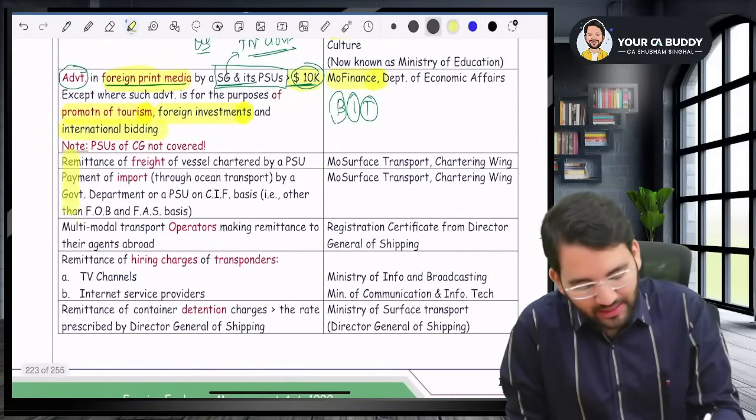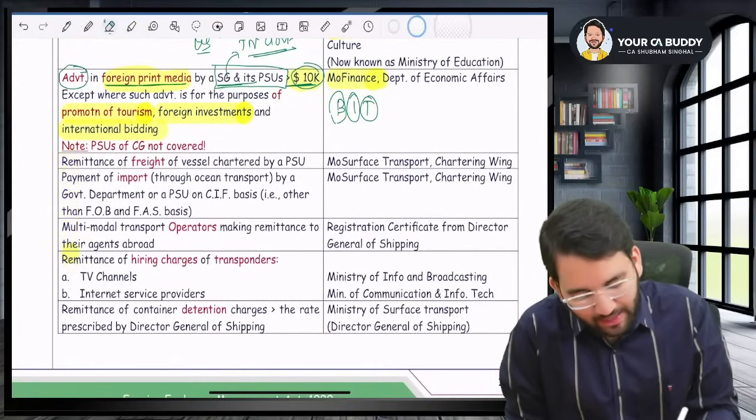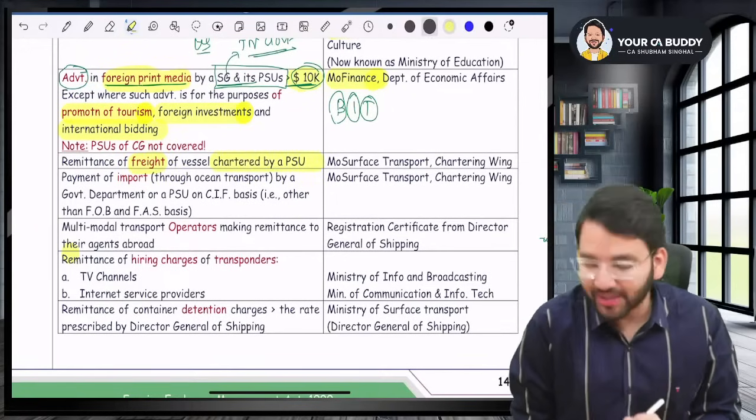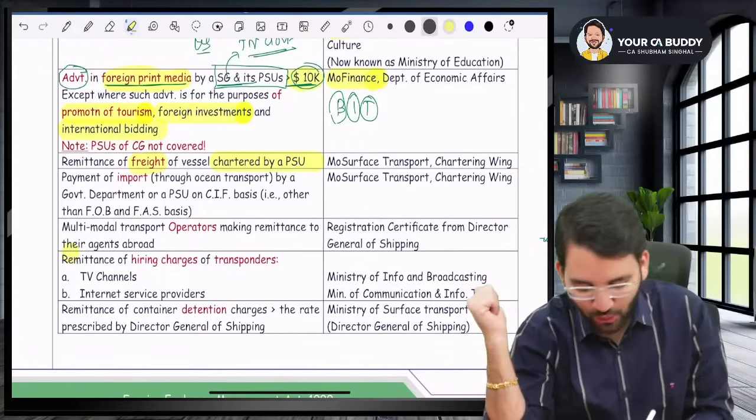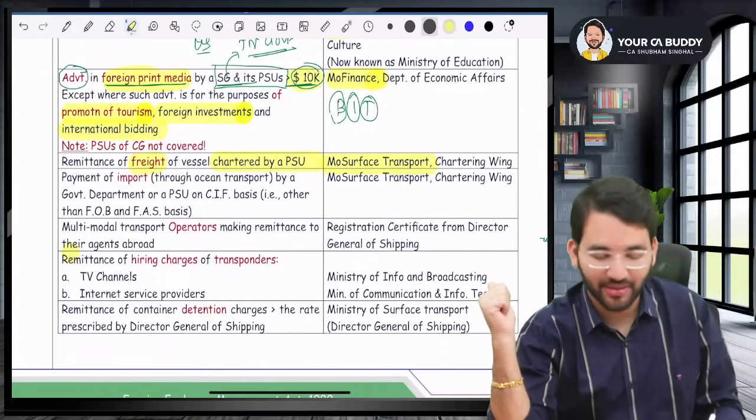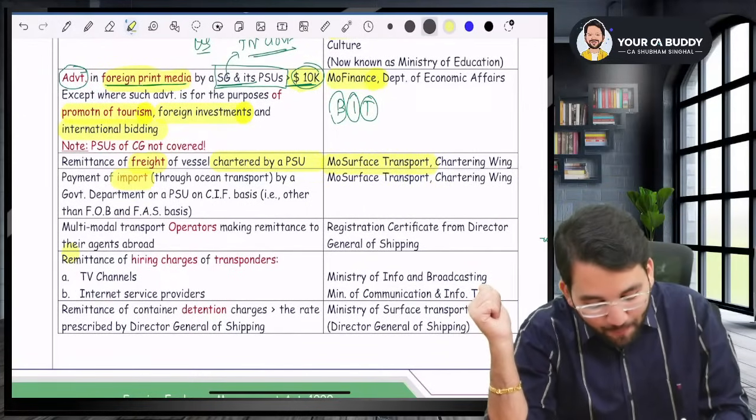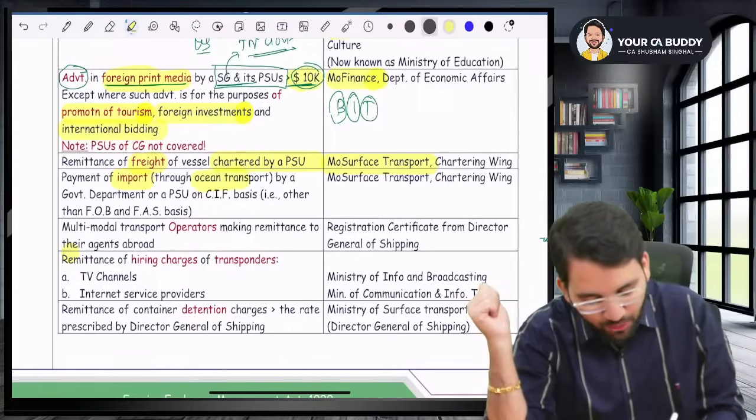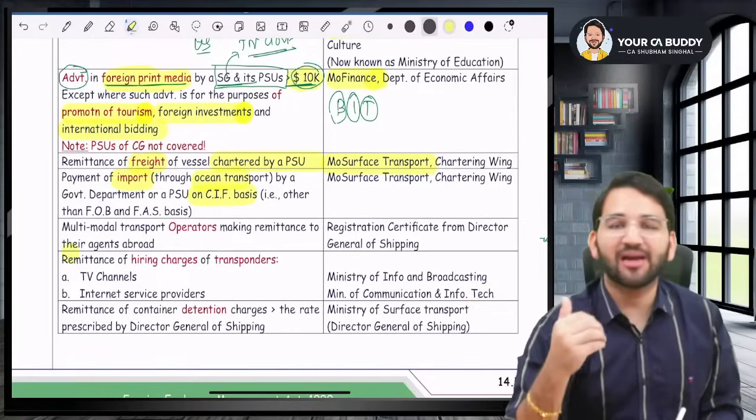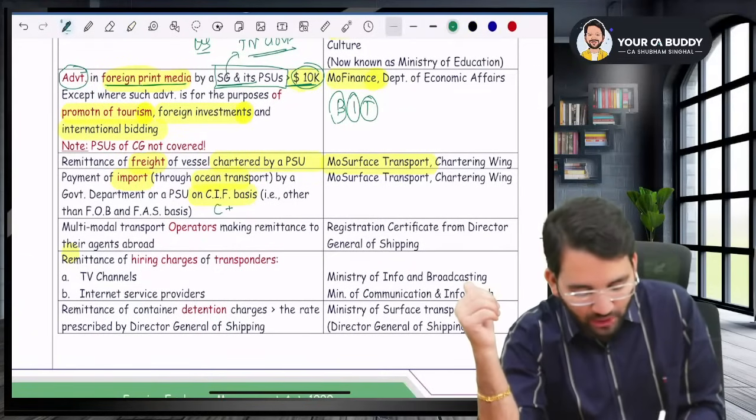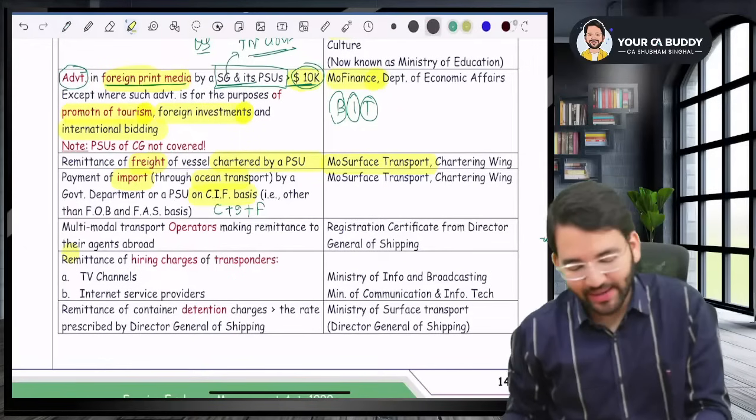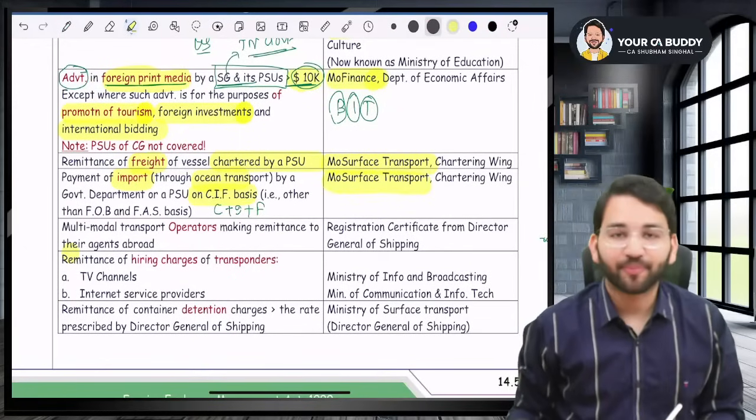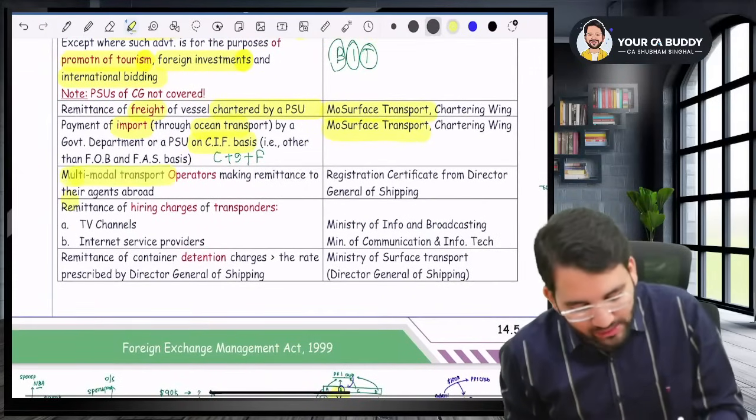Number three, these 4 points are not so important, sir. Remittance of freight of vessels chartered by PSU. If you are bringing a vessel and you are paying the freight, then you will have to take approval of Ministry of Surface Transport. Similarly, sir, if you're importing something through ocean transport on a CIF basis, what is CIF basis? CIF is basically cost plus insurance plus freight. In that case, you will have to again take approval of Ministry of Surface Transport. Okay. Sir, what is multimodal transport operators?